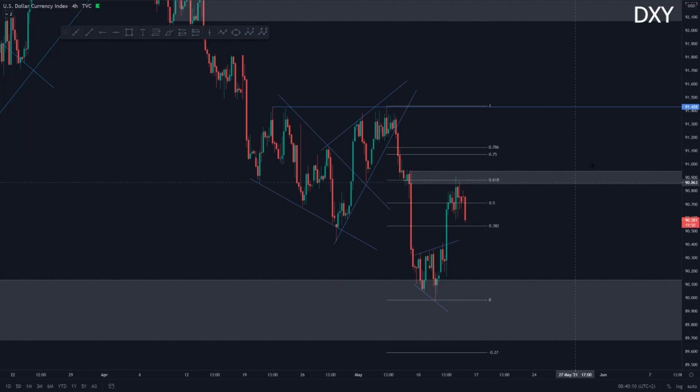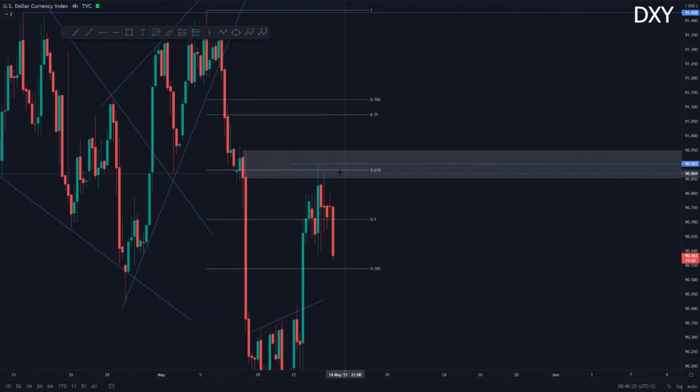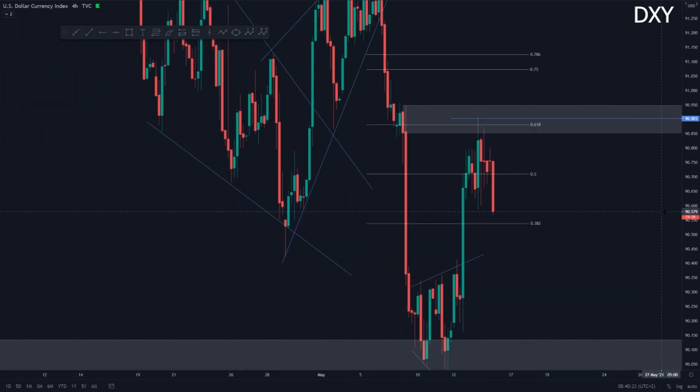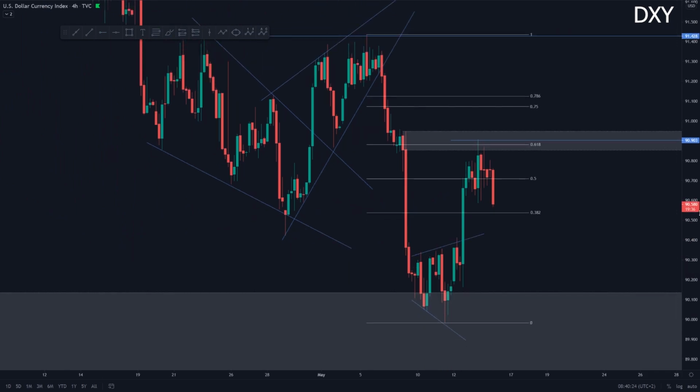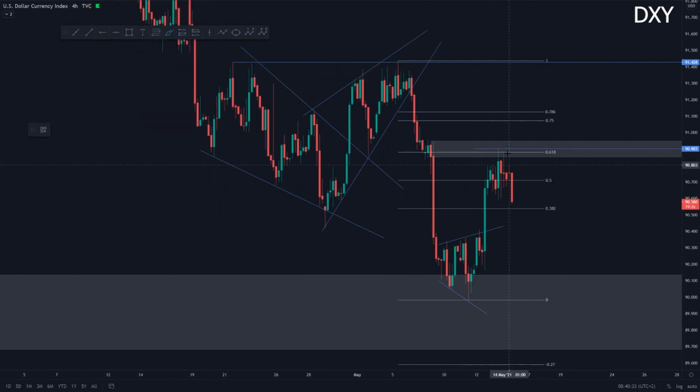So as you guys can see, I've been mentioning the 90.9 zone for absolutely ages now. And as we can see, if I just mark out the 90.9 level, you can see how precise we tapped that level. So what's really beautiful for now is that we rejected that 618 Fibonacci level and my potential reversal zone. After we hit that zone, we can see that we started consolidating over here.